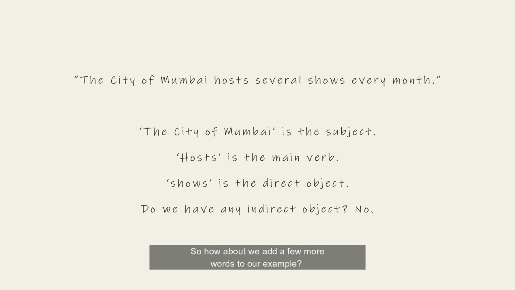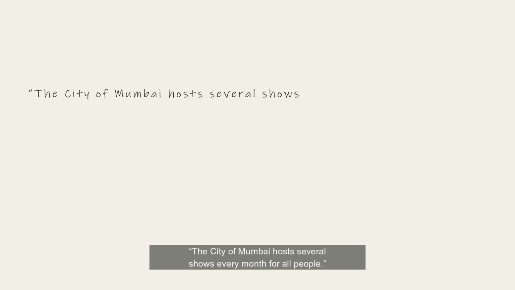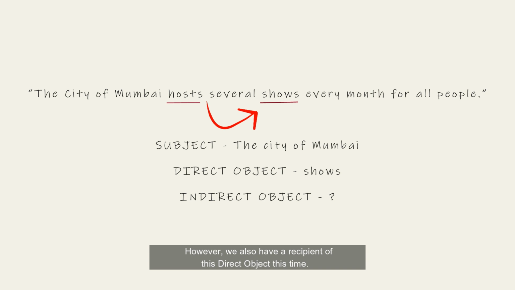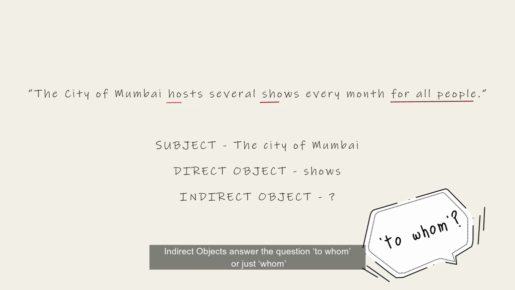So how about we add a few more words to our example? The city of Mumbai hosts several shows every month for all people. We already know by now that our direct object is the word shows. However, we also have a recipient of this direct object this time. The city of Mumbai hosts what? It hosts several shows, but for whom? For all people. People is the indirect object in this sentence. Indirect objects answer the question to whom or just whom.